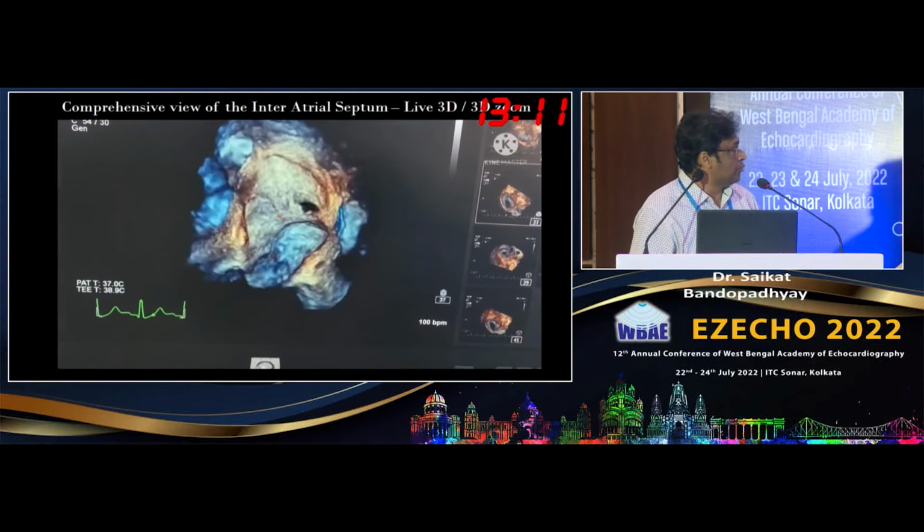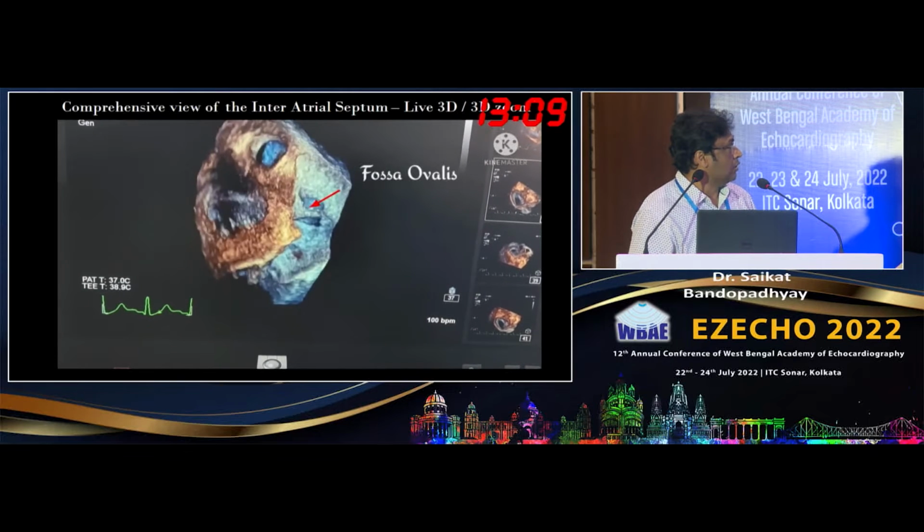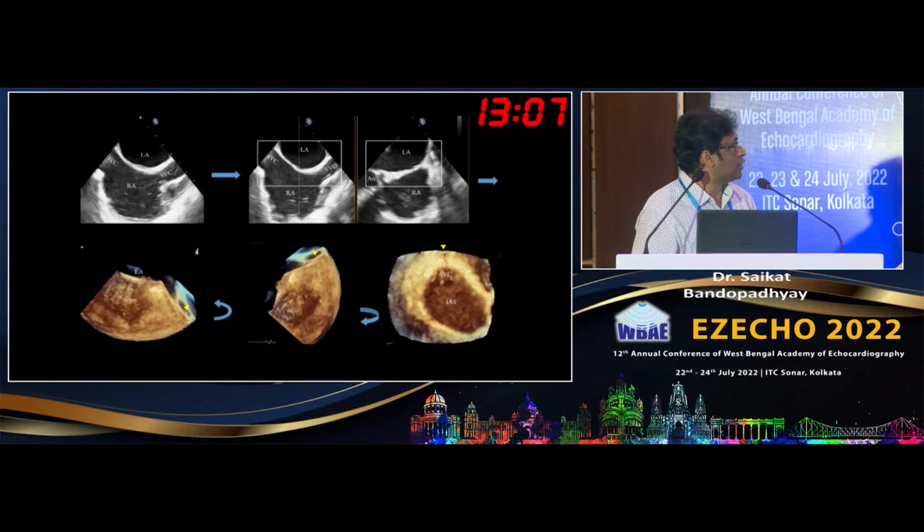And you can turn the same image from the left atrial perspective. What you see over here is the pulmonary artery on the top.